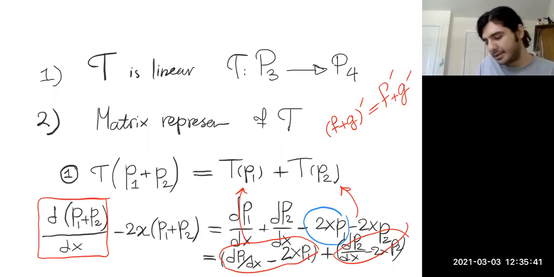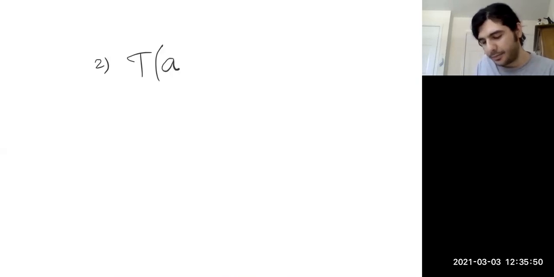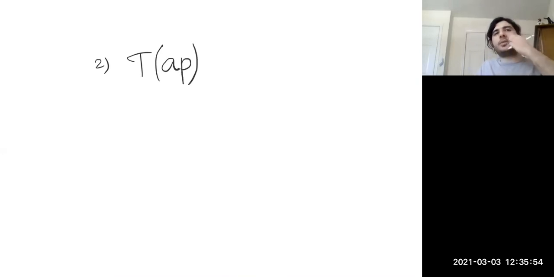Now, the second thing is that it should also preserve scalar multiplication by an element in the field. So if I take a real number and multiply a polynomial by that, this real number might be 2, 5, minus 2, something like that.